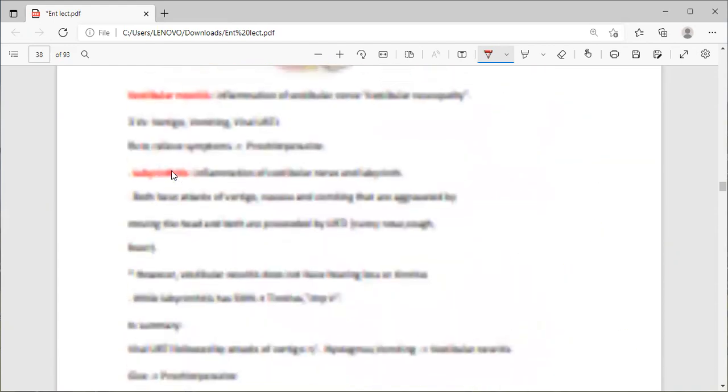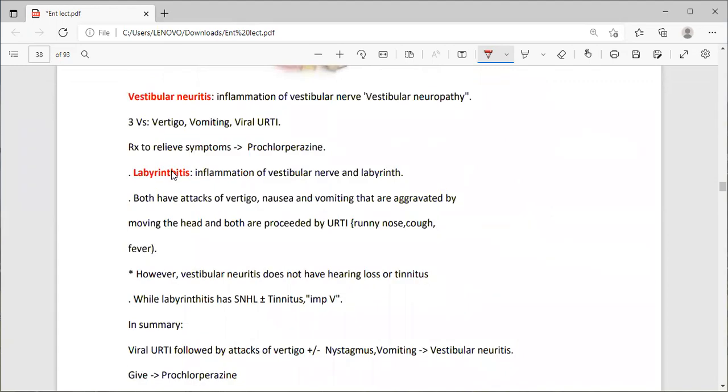Okay, let's move further. Now let's read it out. Vestibular neuritis is inflammation of the vestibular nerve, which is part of the vestibulocochlear nerve, the 8th nerve, also called vestibular neuropathy. There will be three things: vertigo, vomiting, and viral upper respiratory tract infection. So treatment will be to relieve the symptoms, consisting of prochlorperazine. Now labyrinthitis is inflammation of the vestibular nerve and labyrinth. Okay, mostly the labyrinth.